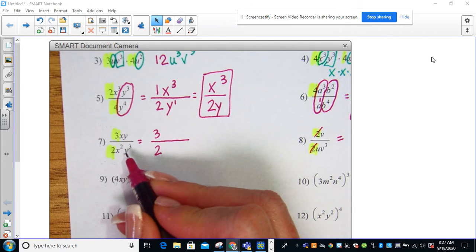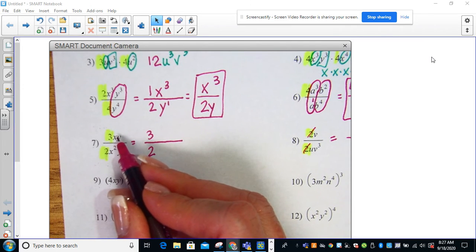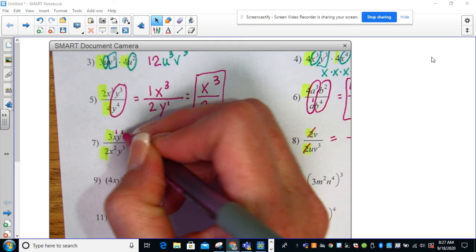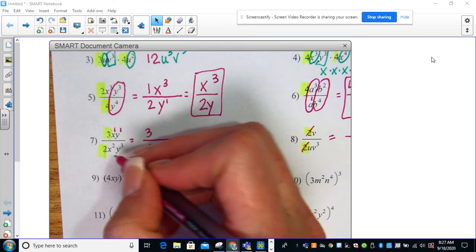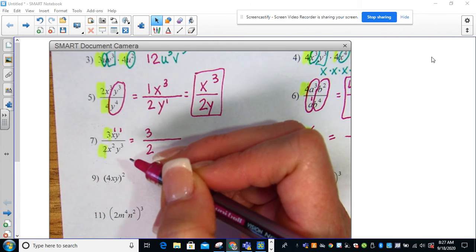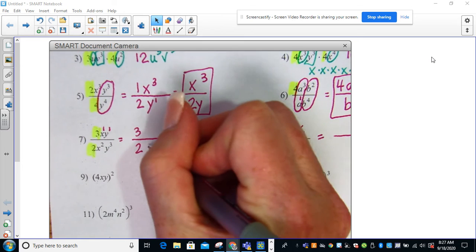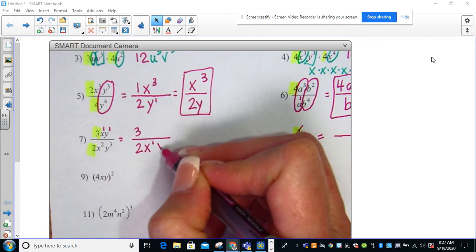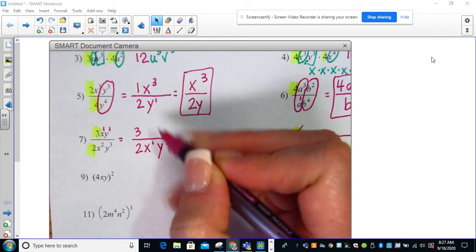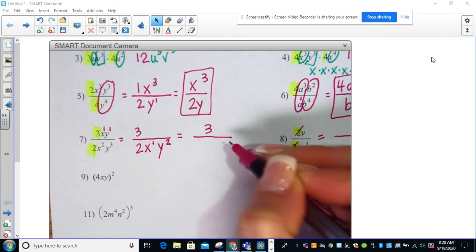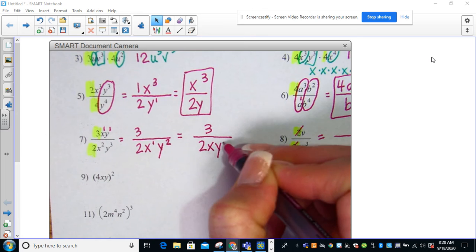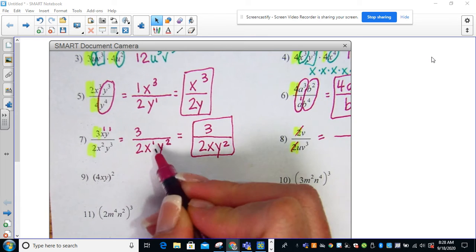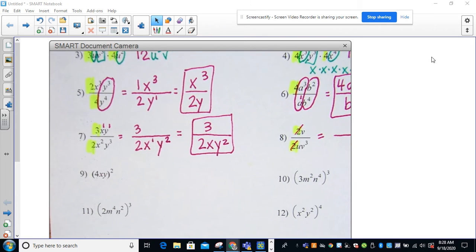Over here, we have our x's. There's 1 x on top because there's no exponent, so we're going to make those both a 1. So which x would win, the top or the bottom? Obviously, it's the bottom by 1. And the y's, the bottom would also win by 2. So I could rewrite it as 3 over 2xy squared. We do not need that 1 back at the end.